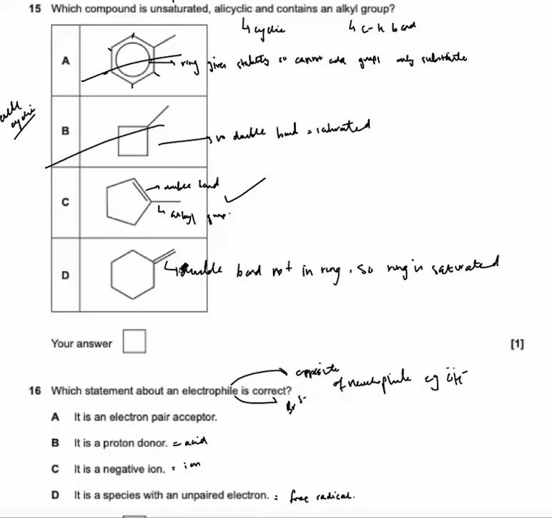D, some people might think it's D, but that's incorrect. Yes, it contains a double bond, and yes, it's cyclic, but if the double bond is not within the ring, then the ring cannot be saturated. This answer is looking for the double bond to be in the ring because we want to add more groups to the ring, not outside. And even so, if we break this bond, we'll just be adding here, and we need to be adding in here, and so it is saturated, and so the answer is C.